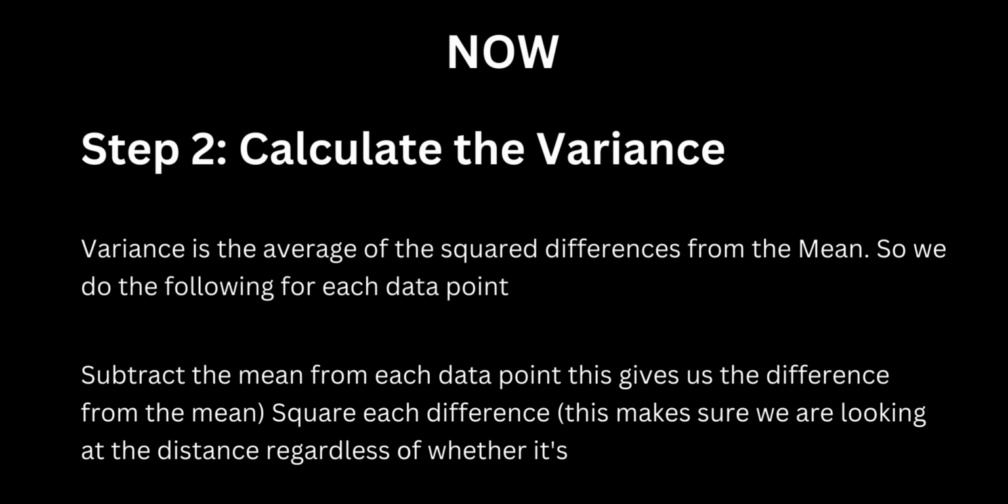Now the second step is to calculate the variance. Variance is the average of squared differences from the mean. So we do the following for each data point.